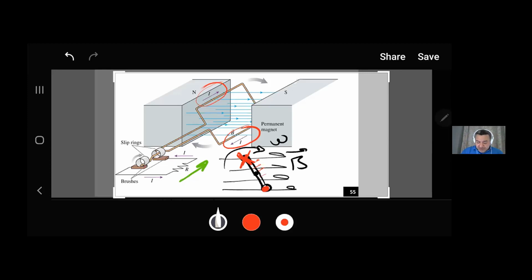So if this is the magnetic field that is increasing in this direction, then the opposing magnetic field would be going in this direction. And now if the magnetic field is opposing in this direction, use the right-hand rule, the current basically is entering from the top, leaving from the bottom. Okay, that's good.